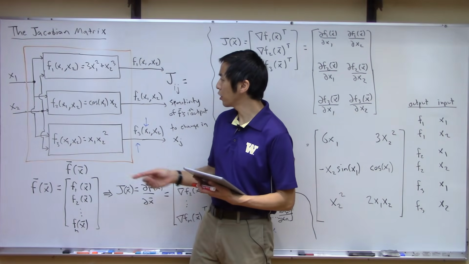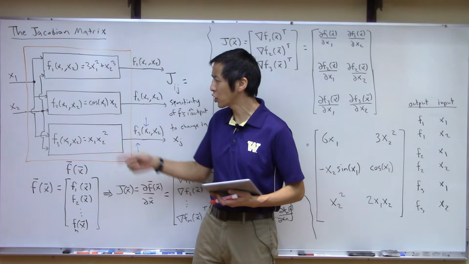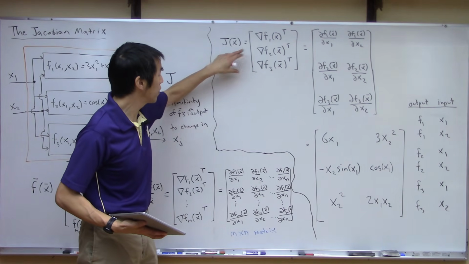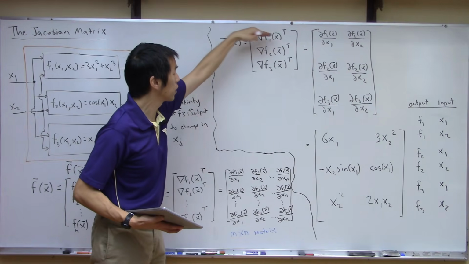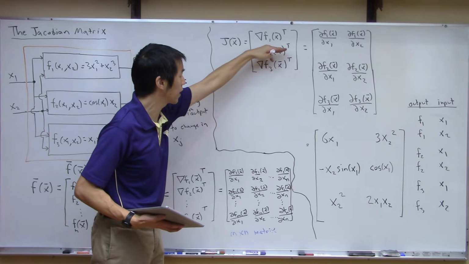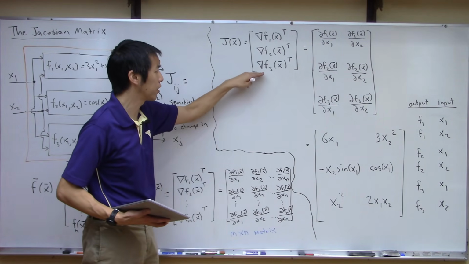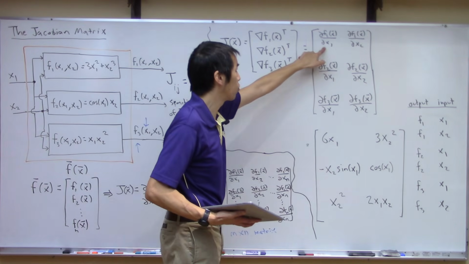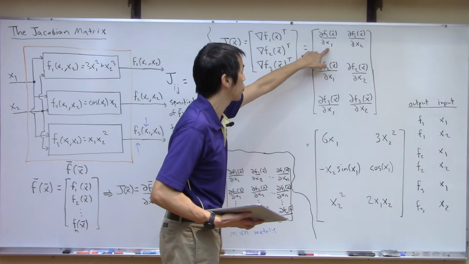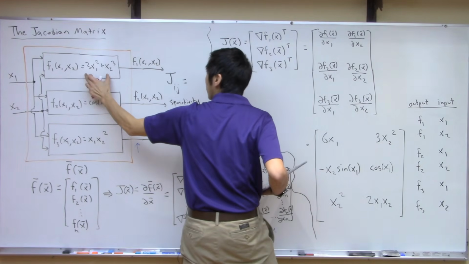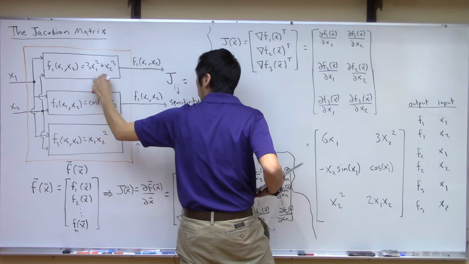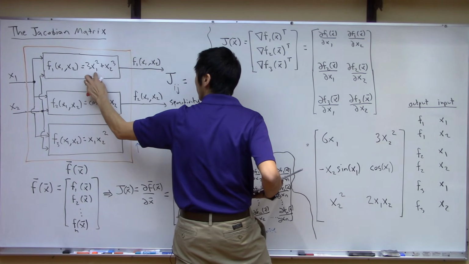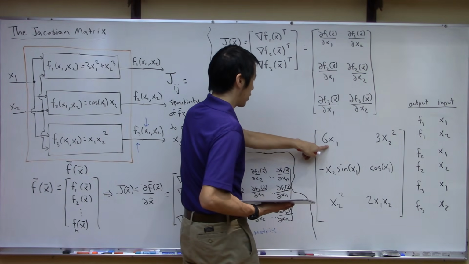All right, so let's compute the Jacobian for this orange function. I've just written it down. As we saw, it's just the gradient of the first function laid on its side, the gradient of the second function laid on its side, and the gradient of the third function laid on its side. So it's all of these mixed partial derivatives. For example, let's look at the 1, 1 element. It's the partial of f1 with respect to x1, right? So here's f1, take this partial with respect to x1, and that gets us just 6x1. So that's this element here.